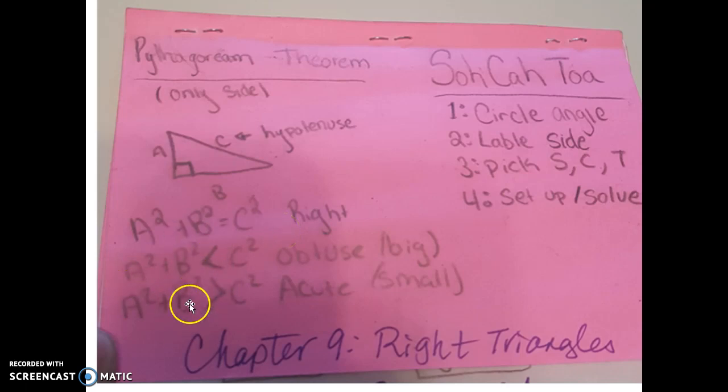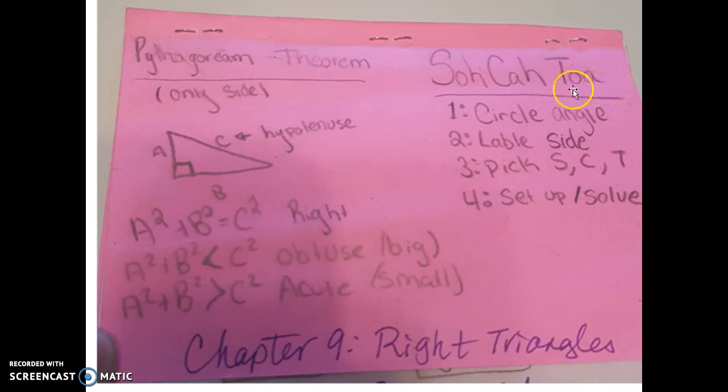And then remember, we also were able to tell what type of triangle it was. If the hypotenuse squared was big, then it's obtuse. If the hypotenuse squared was small, like here it says small, it's acute. So this is Pythagorean theorem, and then this is also how you prove what type of triangle it is. And then remember, we have SOHCAHTOA. Sine is opposite over hypotenuse. Cosine is adjacent over hypotenuse. And tangent is opposite over adjacent.